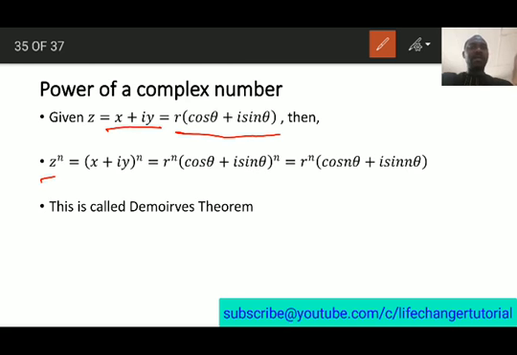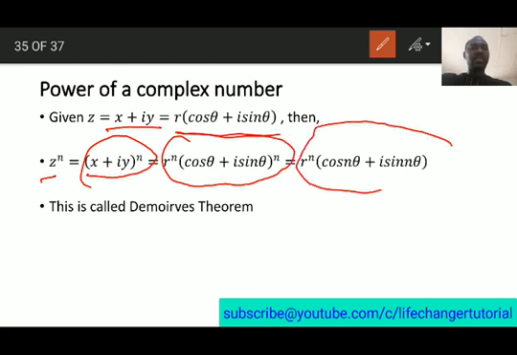Then if you raise z to the power of n, it means (x plus iy) raised to the power of n, which means r raised to the power n into (cos theta plus i sin theta) raised to power n, which is the same thing as r raised to power n into (cos n theta plus i sin n theta). This rule now is called De Moivre's theorem.